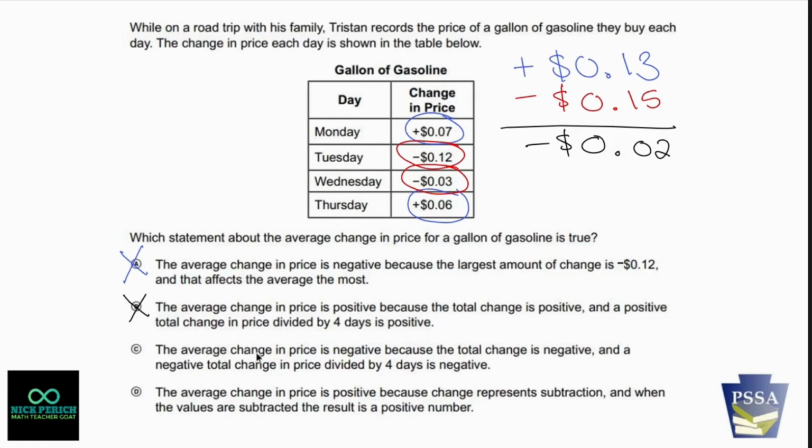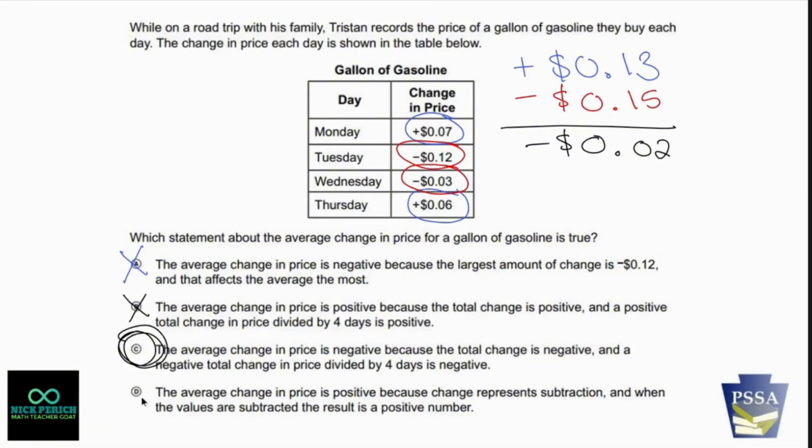So C, the average change in price is negative because the total change is negative, and a negative total change in price divided by 4 days is negative. So remember, when you're trying to find the average, which is not what we're trying to do, we don't need to divide this by 4 and see what we get. What we're trying to do is find out if it's positive or negative. And this is a true statement because a negative divided by positive 4 is negative.